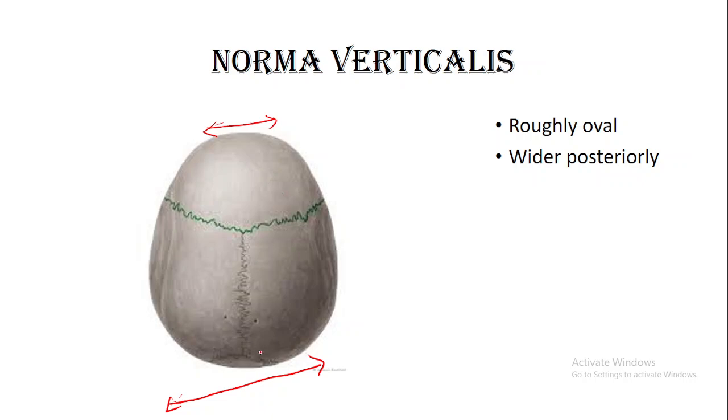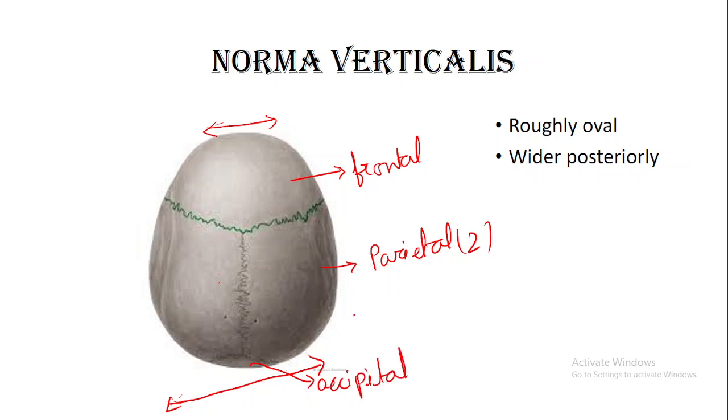Coming to what all bones are seen in norma verticalis, or when we see the skull from above, the bones which we can see are: anteriorly, the frontal bone. Then in the middle there are two parietal bones. As we all know, parietal bones are paired bones and they are present one on each side of the midline. So these are the two parietal bones. And lastly, most posteriorly, we can see the occipital bone. So these are the three main bones which are seen in norma verticalis.